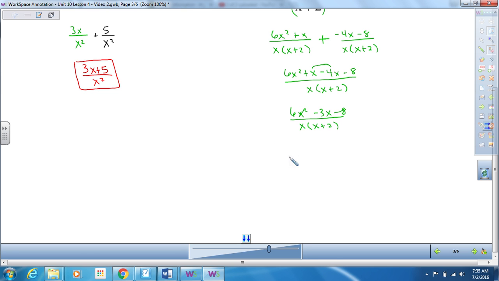And this one might not factor, which is fine. We'll just leave it as is if it doesn't. So now I need to try 6x and 1x. And that's not going to work either. So it doesn't factor. So we're done.